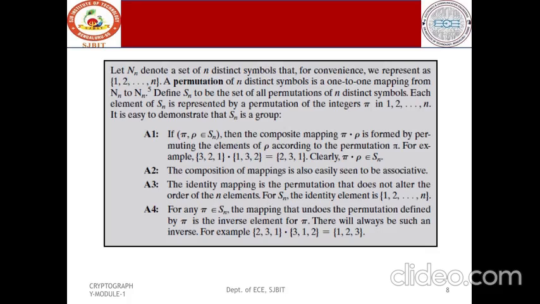Here let Zn denote a set of n distinct symbols for convenience, consisting of 1, 2 till n. A permutation of n distinct symbols is a one-to-one mapping from Zn to Zn. This defines Sn to be the set of all permutations of n distinct symbols. Each element of Sn is represented by a permutation of the integers pi in 1, 2 till n. So even A2, A3, A4, all axioms are obeyed here.